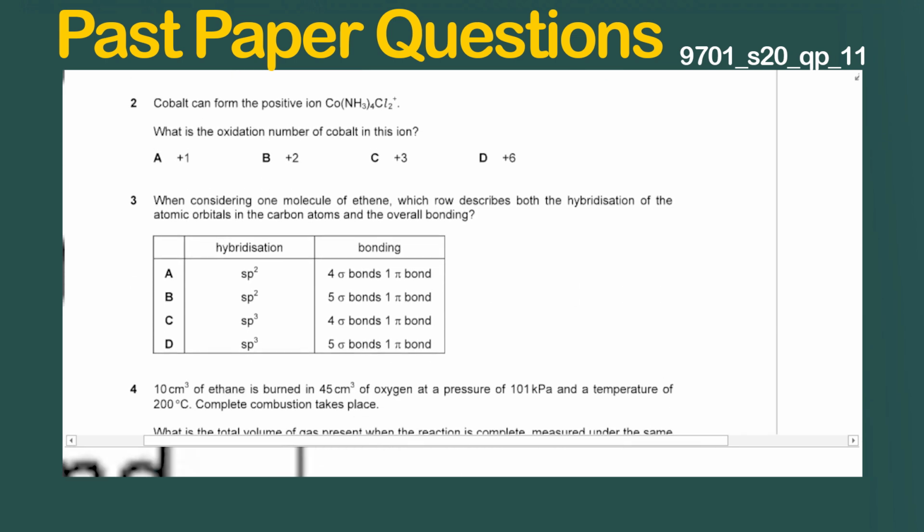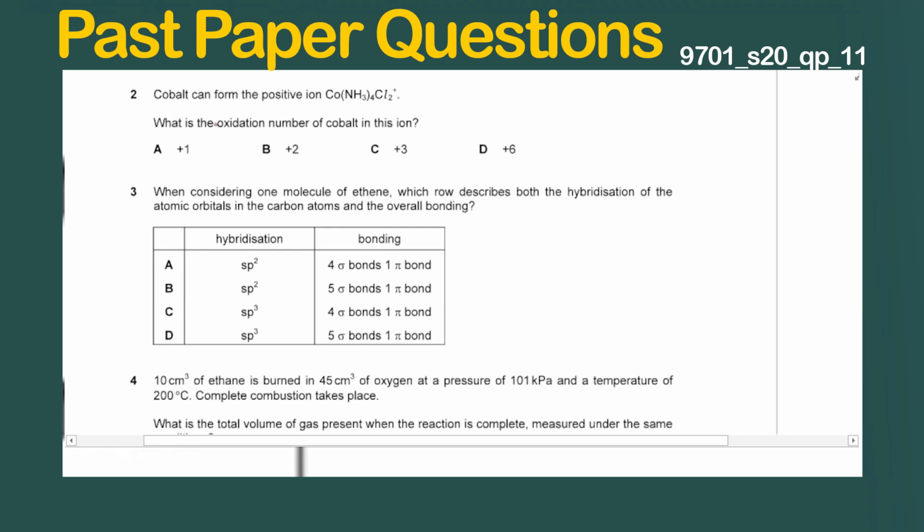Let's start solving question number 2 now. Cobalt can form a positive ion. Here we have this ion: cobalt, with 4 ammonia. An ammonia molecule does not have any charge on it. There are 2 chlorine atoms as well. Chlorine has a -1 charge, that is the oxidation number of chlorine. The overall charge of this ion is +1.